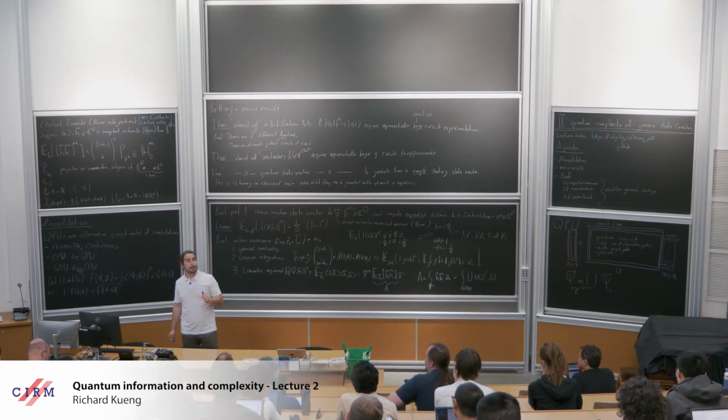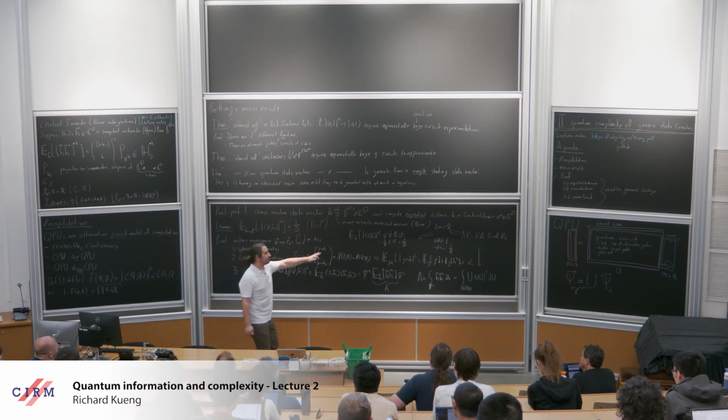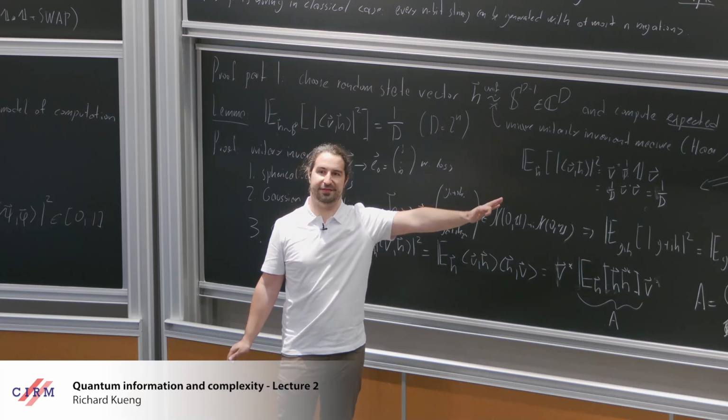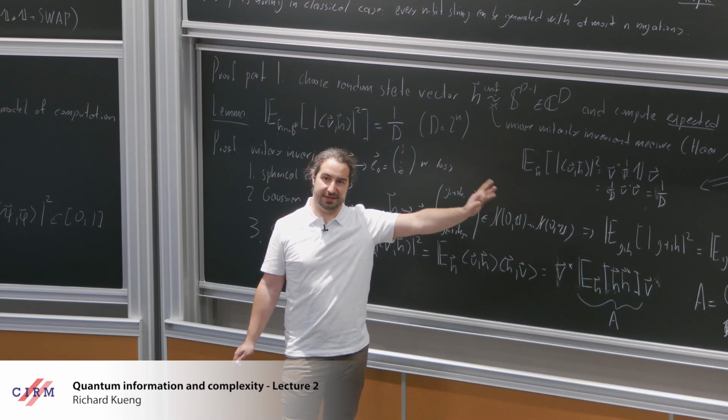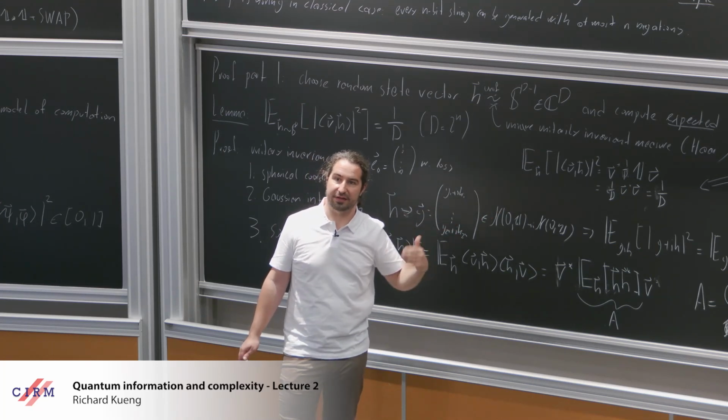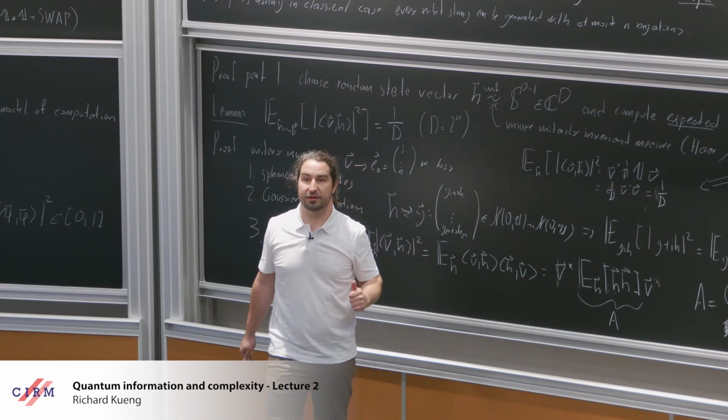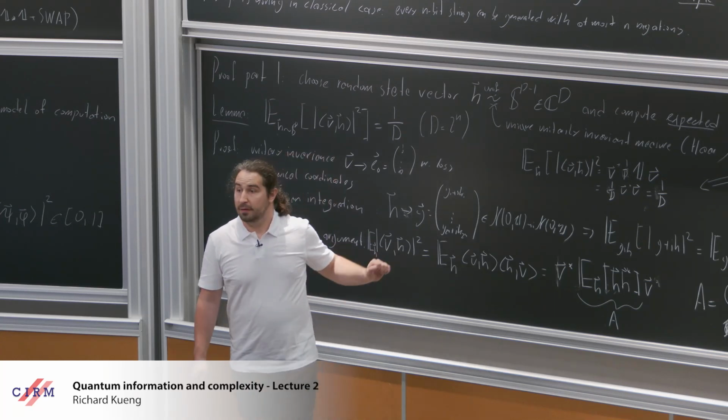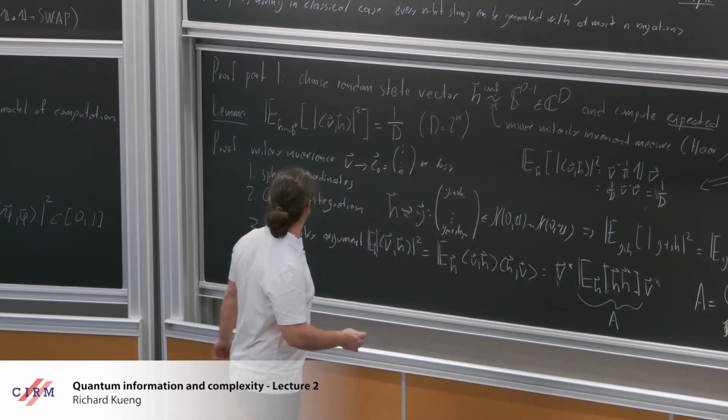Yes? You didn't really use that they're complex vectors, right? Kind of did here. Not yet. I will use that in the second part. But here, you can also use that for real valued vectors. And it's again very similar to Gaussian integration. Okay?